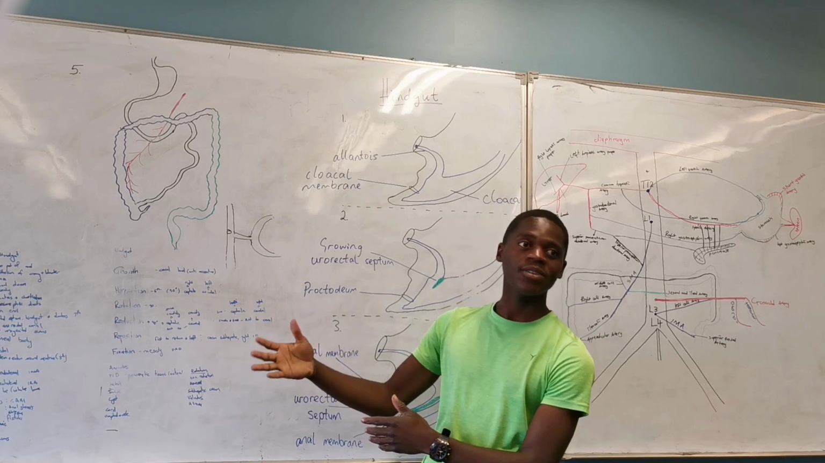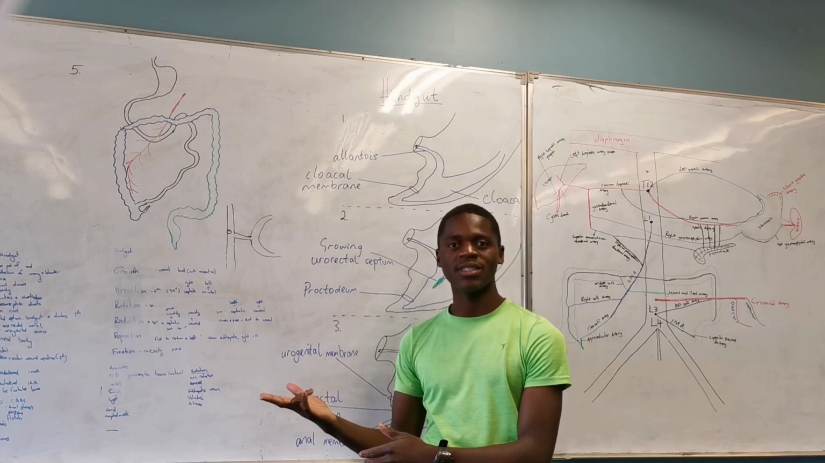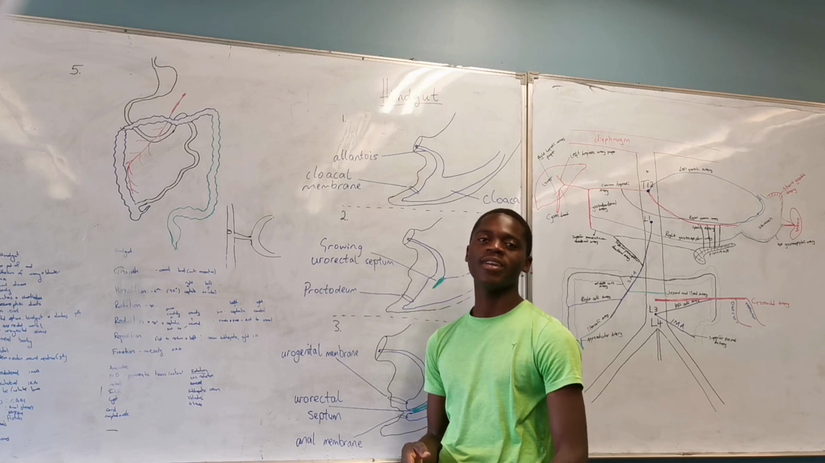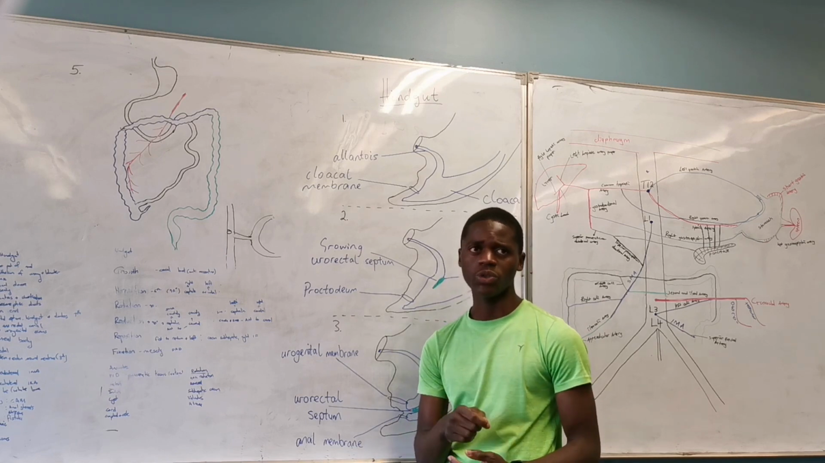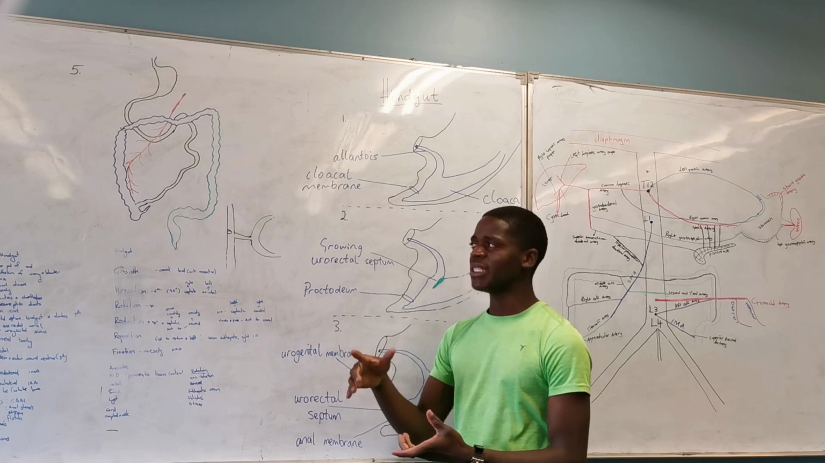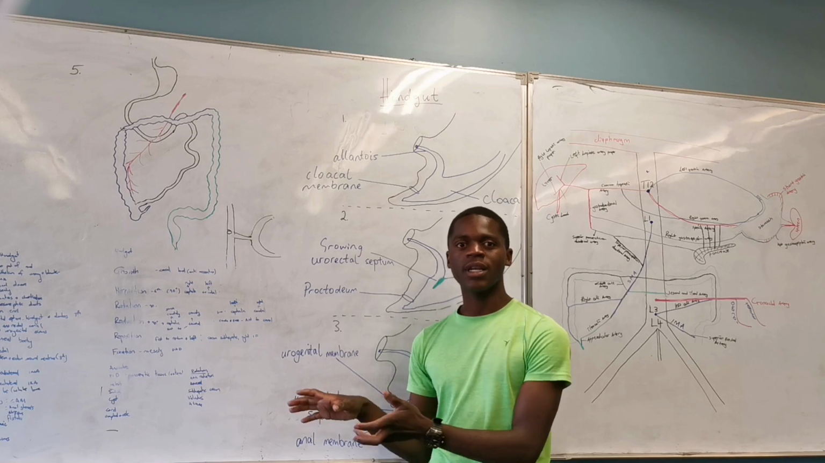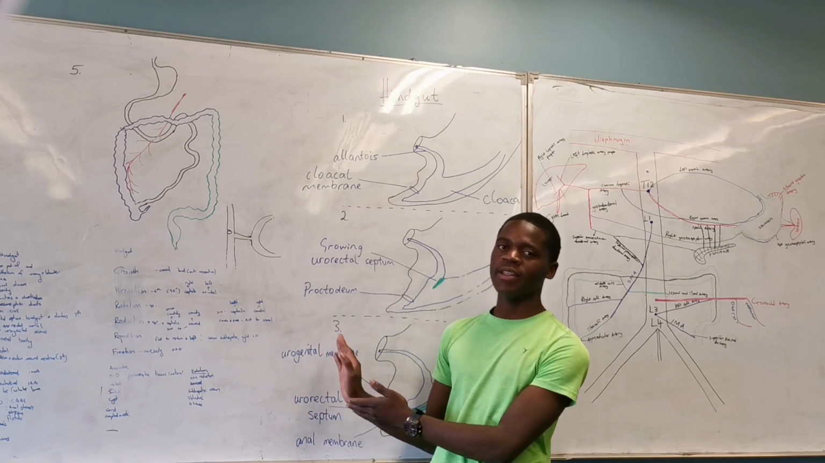In summary, the artery of the foregut is the celiac trunk, the midgut, the superior mesenteric. Now, the artery of the hindgut is the inferior mesenteric artery. Okay? We need to know that. And remember when we did the video on the midgut, we said the midgut extends to the proximal two thirds of the transverse colon.